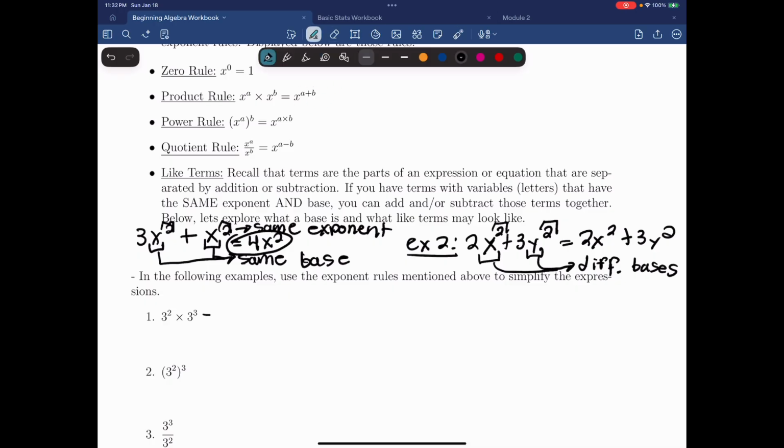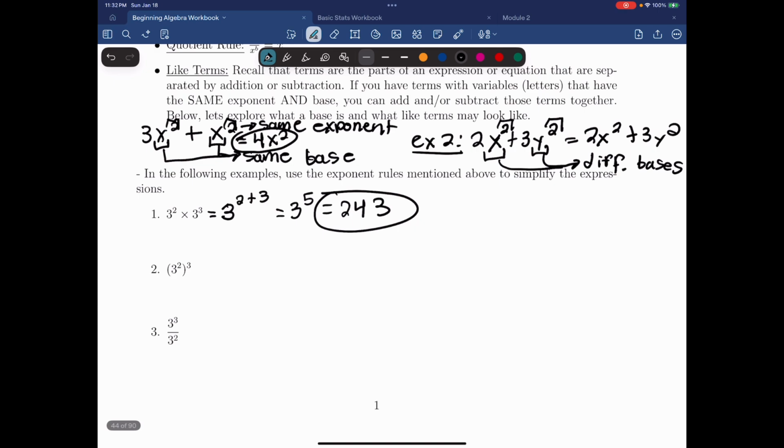So what this looks like is we're going to have 3, the base, and then we're going to have 2, the first exponent, and then we're going to add that second exponent. So we have 3 raised to the 2 plus 3 power. Now 2 plus 3, that just equals 5. So we have 3 to the 5th power. And if you wanted to evaluate 3 to the 5th power, you'd get 243. That's your answer.